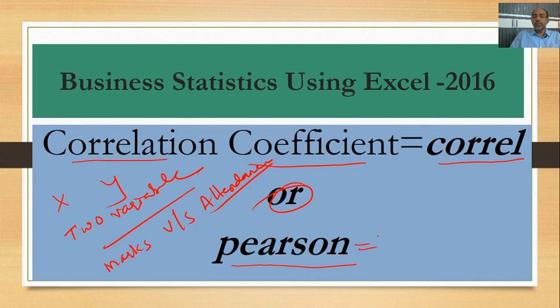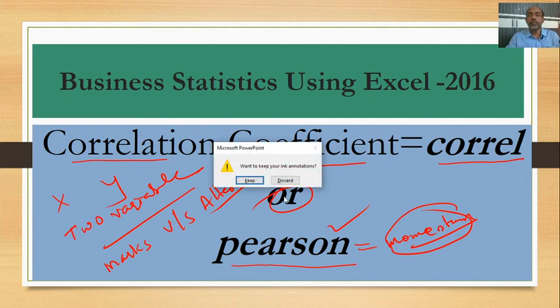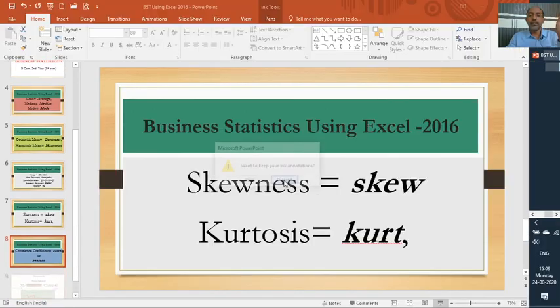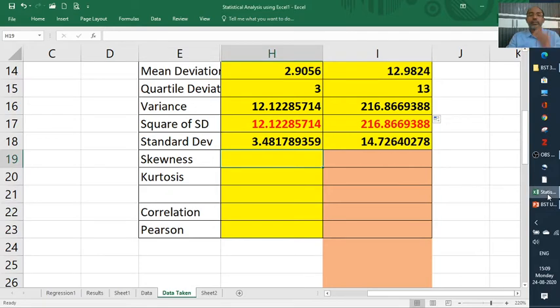The formula is showing Pearson, the product-moment based correlation. Okay, so what we need to verify now is the skewness and kurtosis. We'll do skewness first.